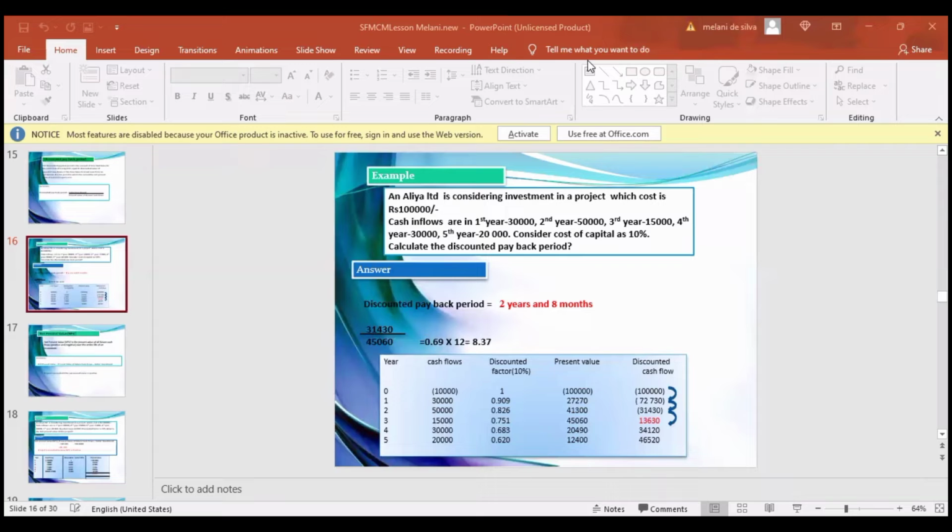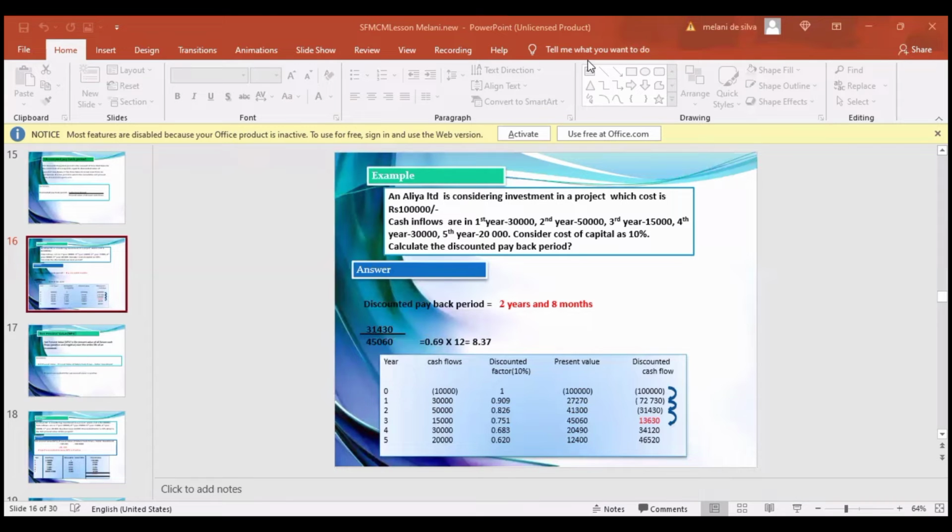The fourth column is present value. How to get it? Cash flow multiplied by discount factor. In the first year, cash flow is 30,000. Discount factor is 0.909. Therefore, 30,000 multiplied by 0.909, answer became 27,270.